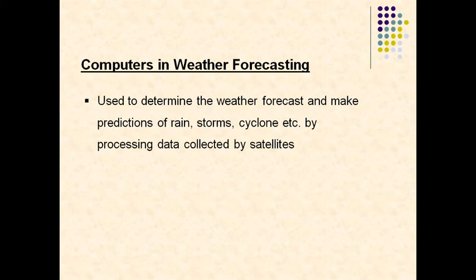Okay. Now this slide is discussing about the computers in weather forecasting. How the computers are used in weather forecasting. That is nothing but used to determine the weather forecast and make predictions of rain, storms, cyclone, etc. by processing data collected by satellites. It gives prior information about the rains, storms, and cyclones. Okay, students. So in weather forecasting also computers are used to give this information very quickly, forecasting before only.